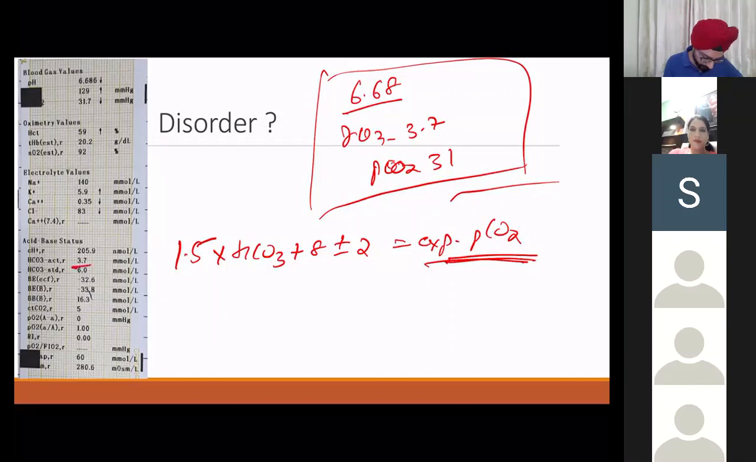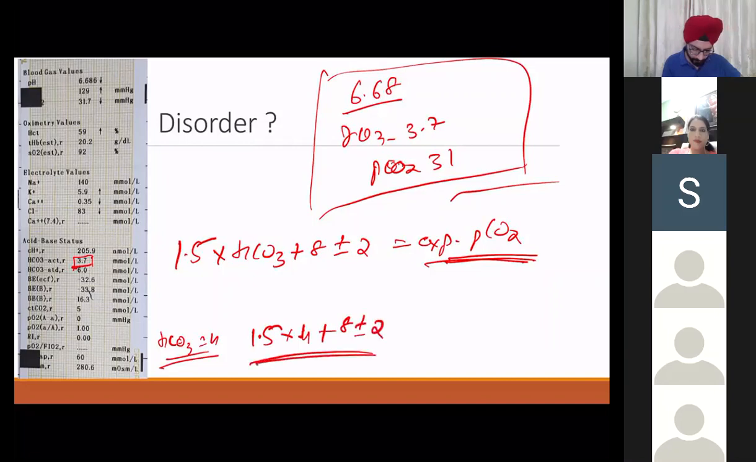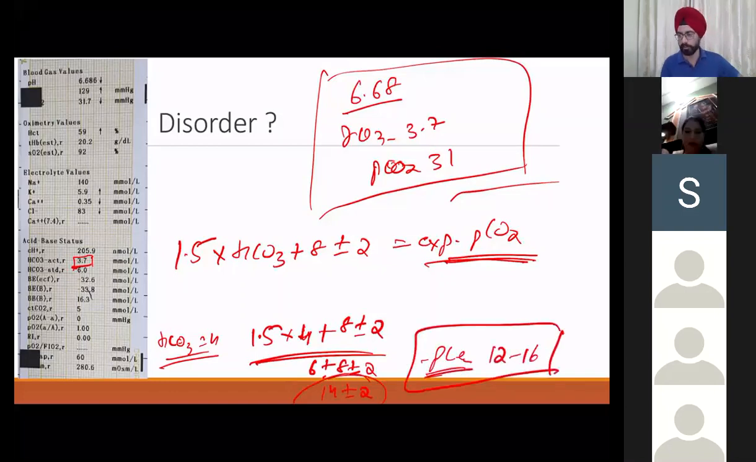Bicarbonate here is 3.7. Let's take bicarbonate as 4. 1.5 into 4 plus 8 plus minus 2. So this is 6 plus 8 plus minus 2, 14 plus minus 2. So your PCO2 should be 12 to 16. Correct? But what is your PCO2?